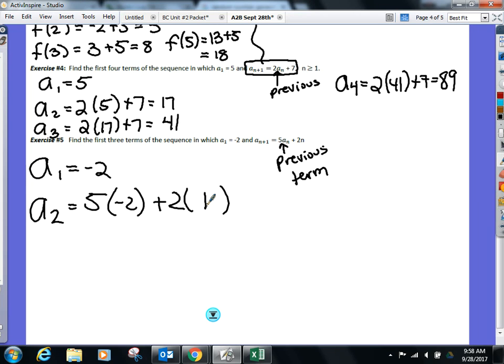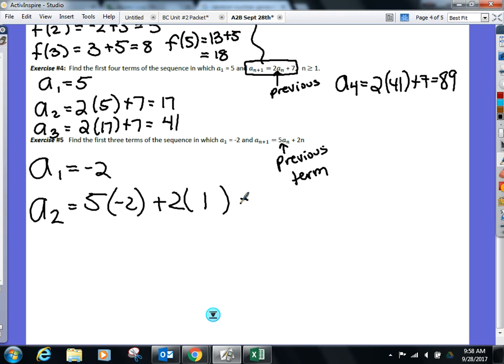One more time, ready? What term are we on? Second term. Okay? Or you could think of it this way. If we're on the second term, what number would I have to plug in for n here to get a subscript of 2? What number would I have to plug in for n here to get me a subscript of 2? 1. Everyone see that? So the n value is 1.